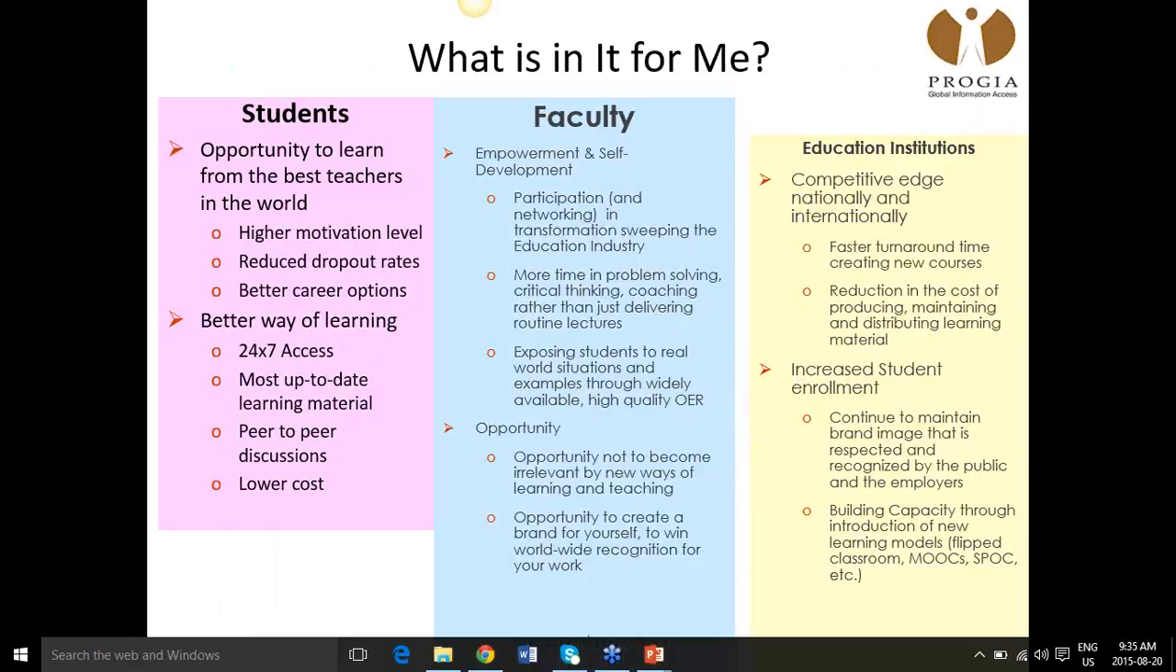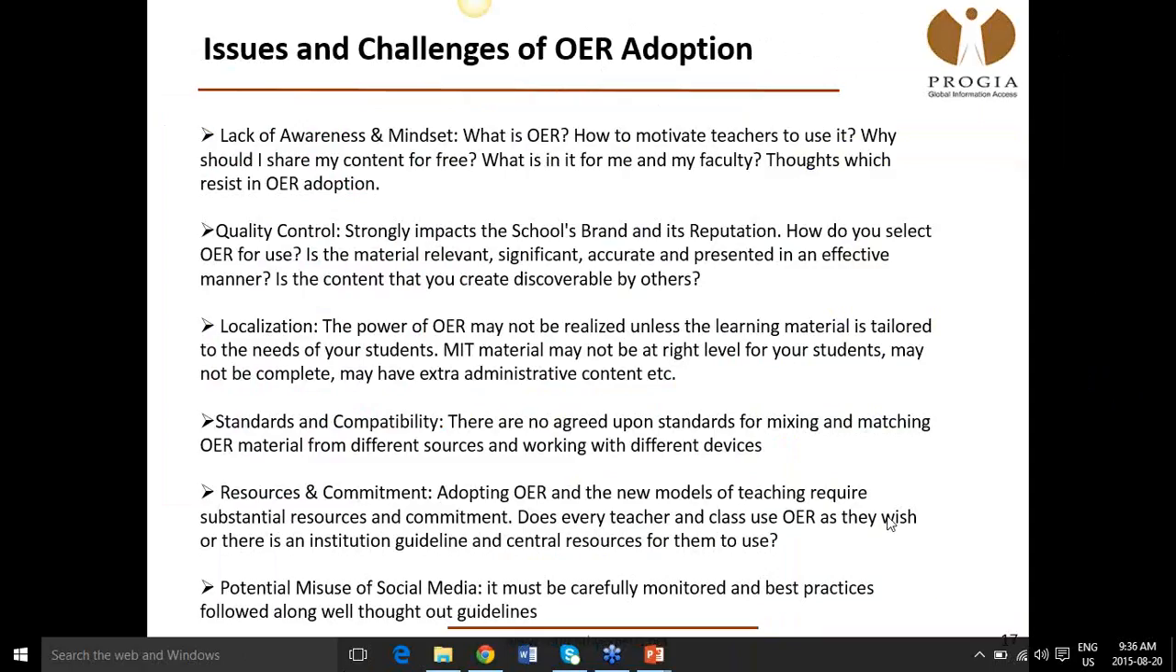Adoption doesn't mean that you are only using someone else's material. Adoption also means that you are contributing back to the OER movement. Now, when everyone knows that this institute is helping you, or that the kind of education they are imparting is making you job ready, there will be an increased number of student enrollments. So you are getting more revenue, right? And through this, you can start using various models like the flipped classroom model, MOOCs, SPOCs, and so forth.